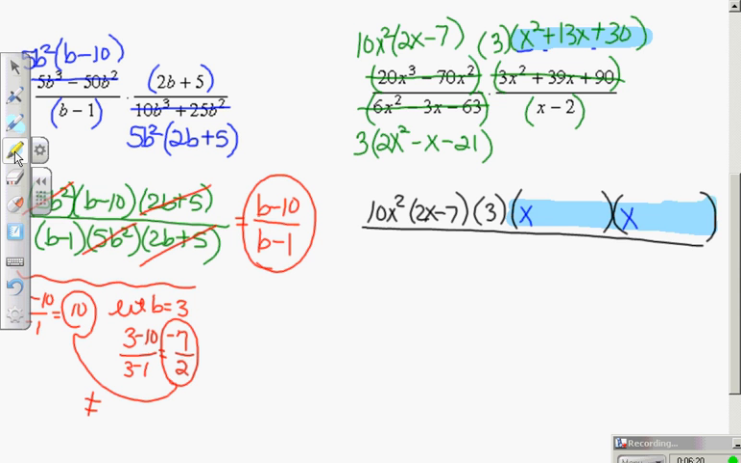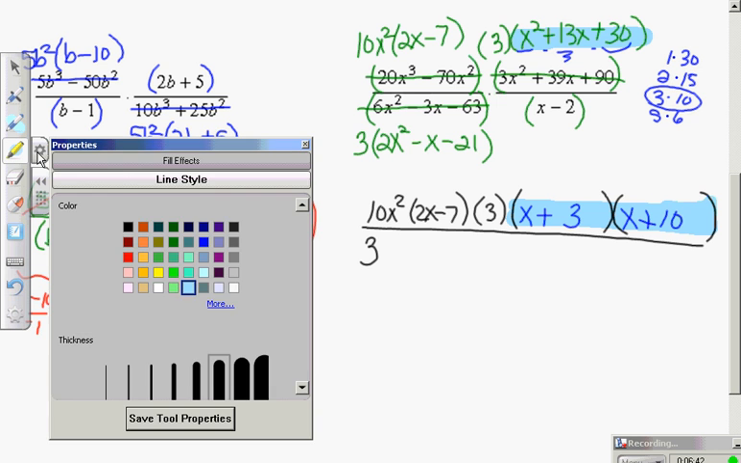So I have an x in each side, plus factors of 30 that will make 13: 1 and 30, 2 and 15, 3 and 10, 5 and 6, clearly 3 and 10. Now I have a similar thing going on in the bottom.